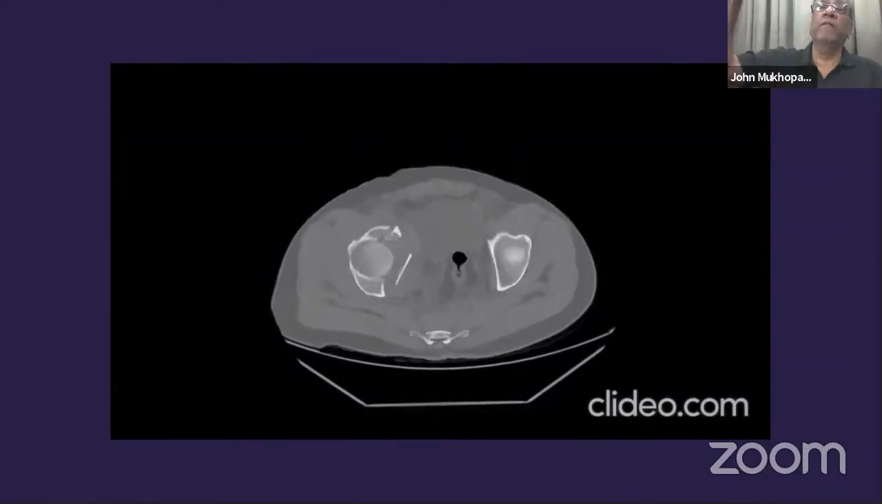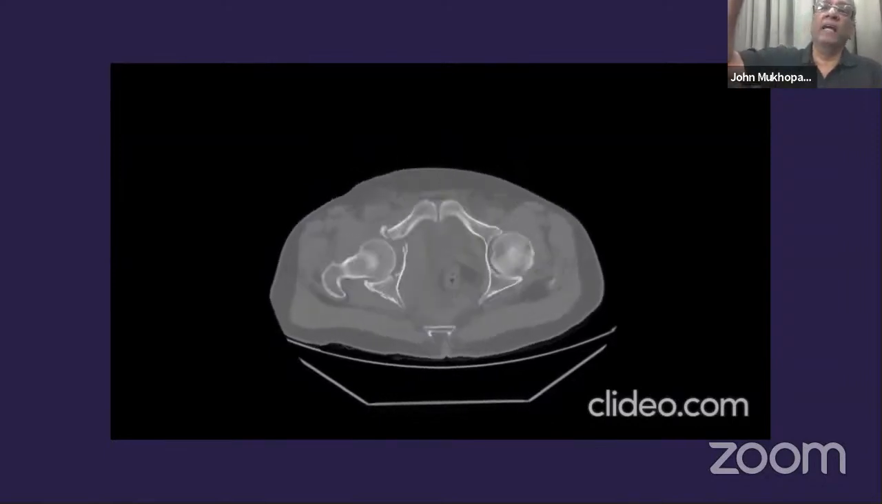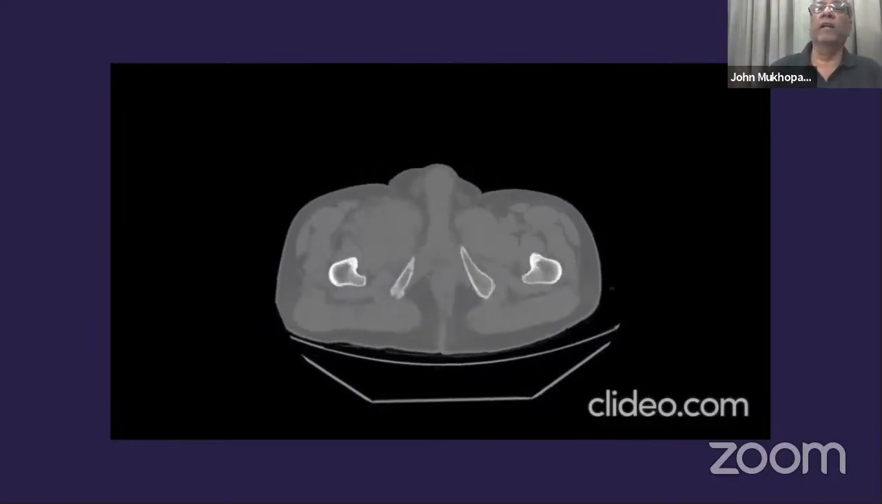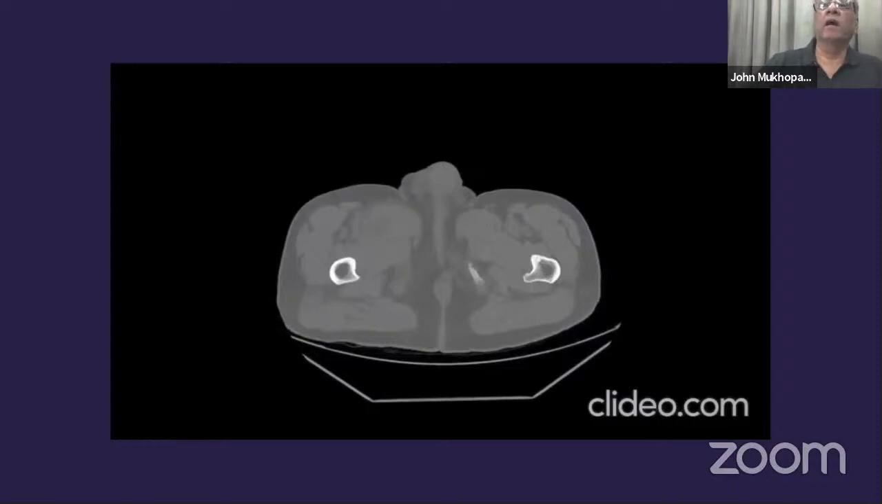You start above the pelvis, go through the iliac spine, go down through the acetabular area and down to the pubic rami, and you can get a very good idea of the fracture pattern if you have the ability to do this in your own hospital.